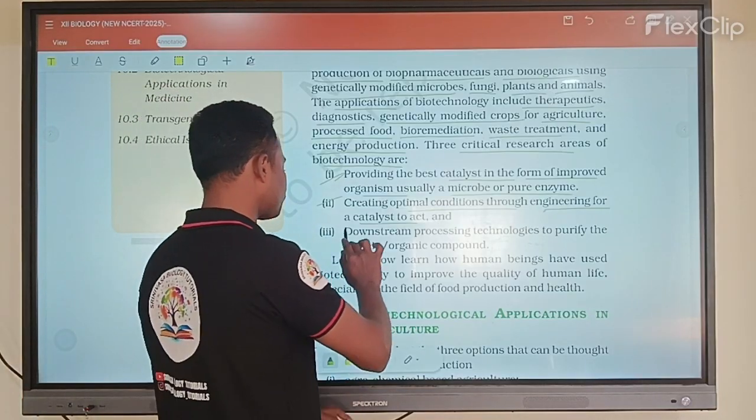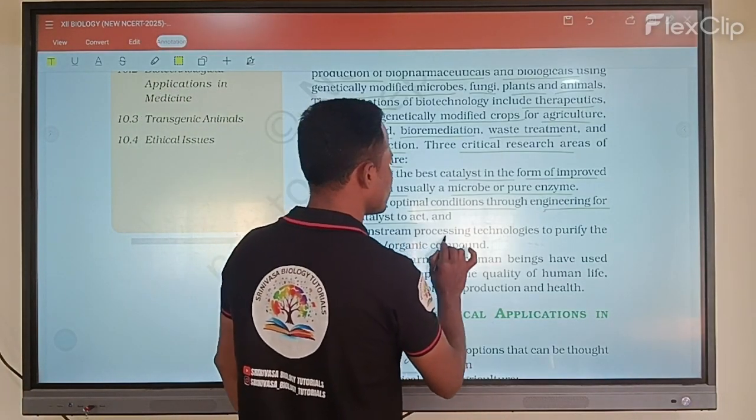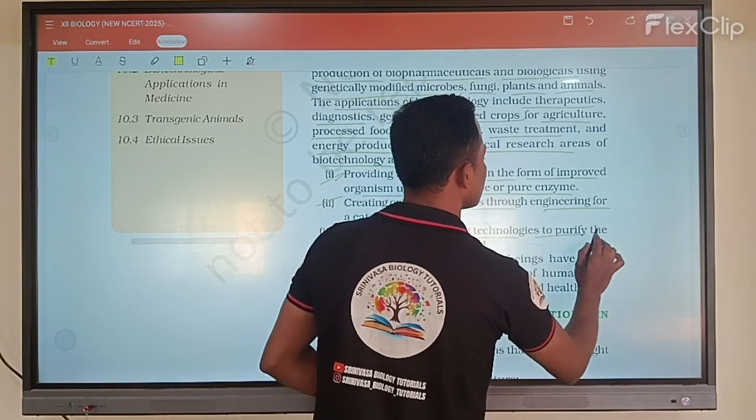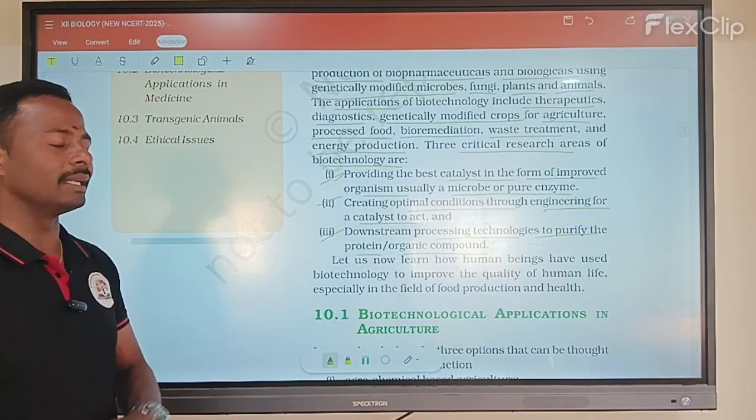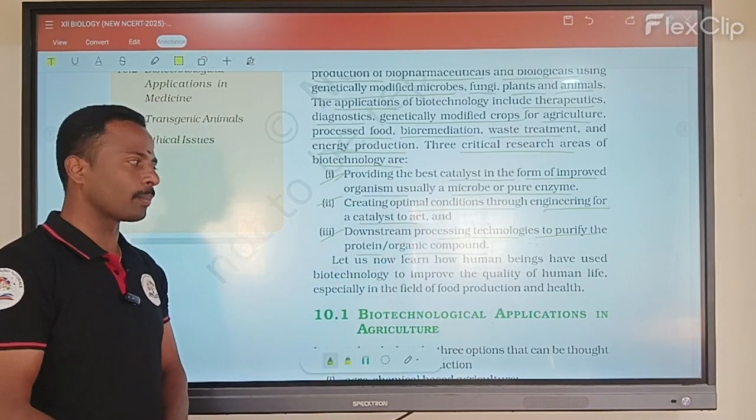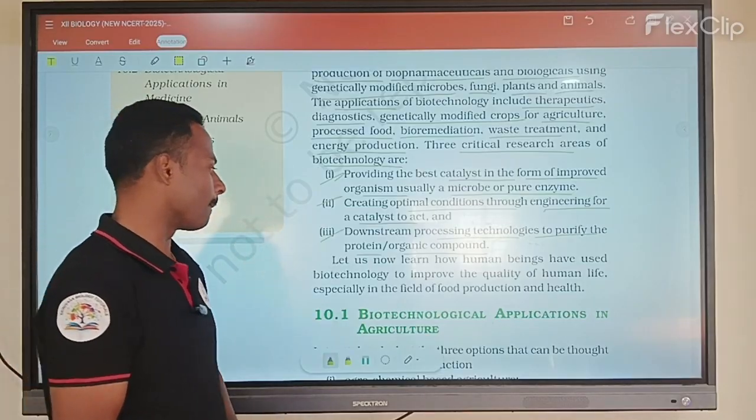And the third one, downstream processing. Downstream processing technologies to purify any protein or organic compounds. It is to get completely downstream processing to purify the protein or any organic compounds.